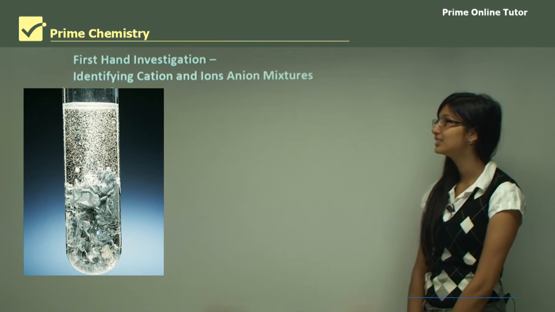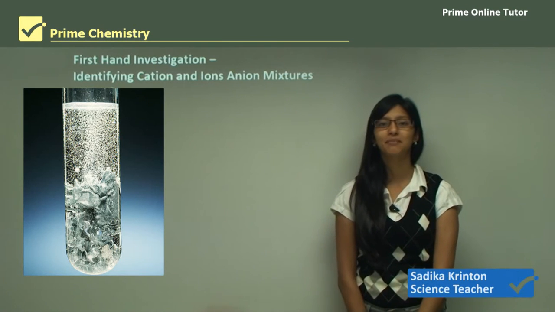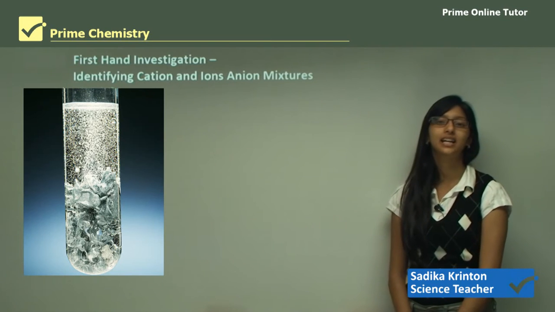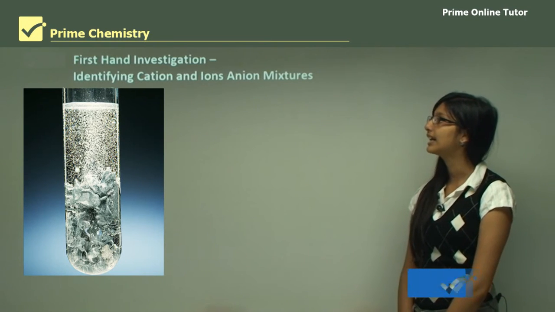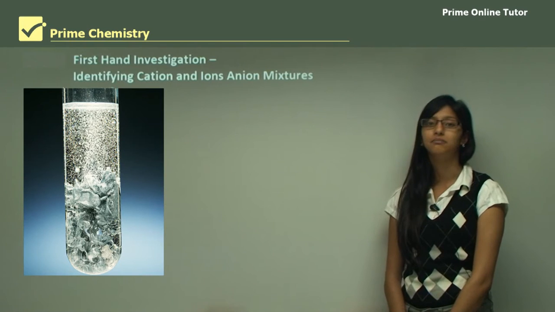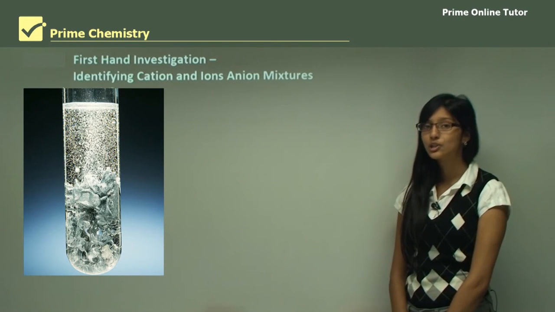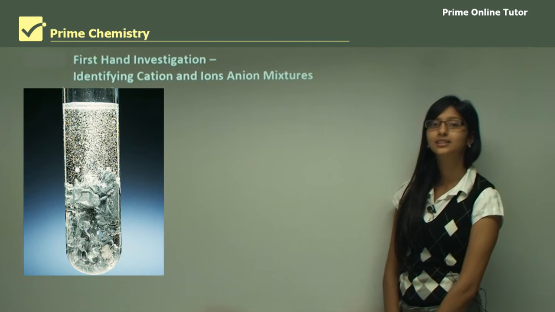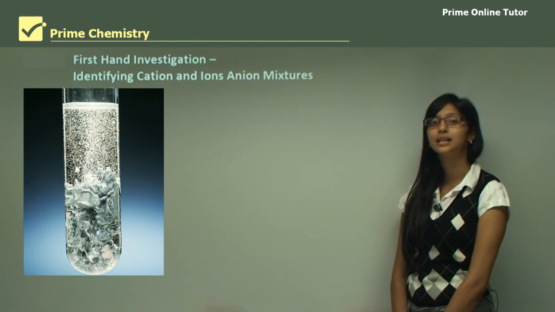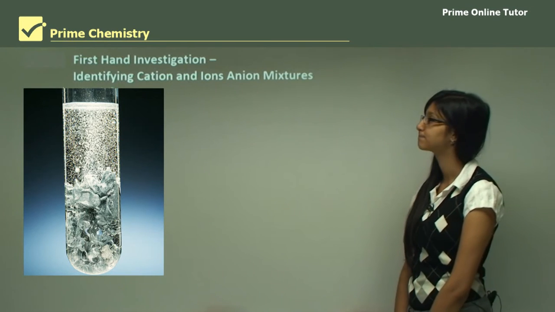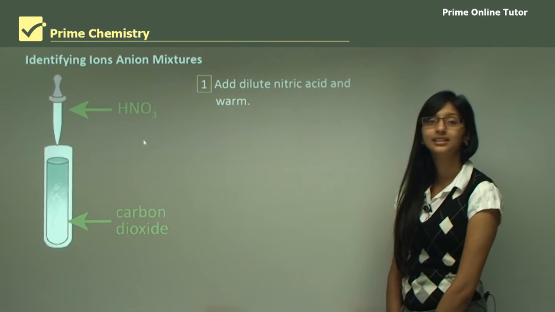Hi everyone, today we are looking at chemical monitoring and management, and we will be looking at the first-hand investigation identifying cations and anions in mixtures. You should perform this experiment at your school. So today we will look at what methods you can use to perform this experiment and also what sort of results you should predict. So let's look at step 1.